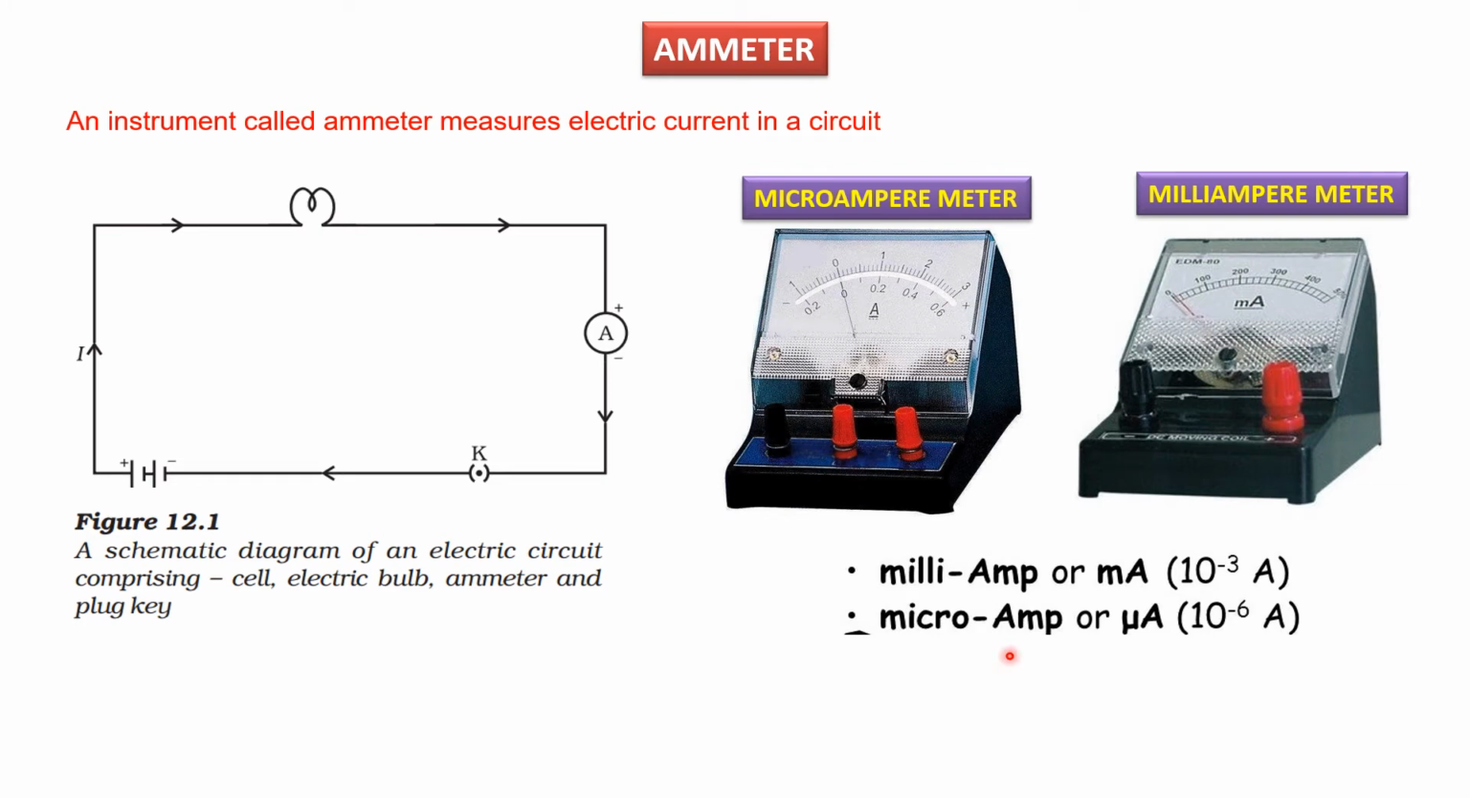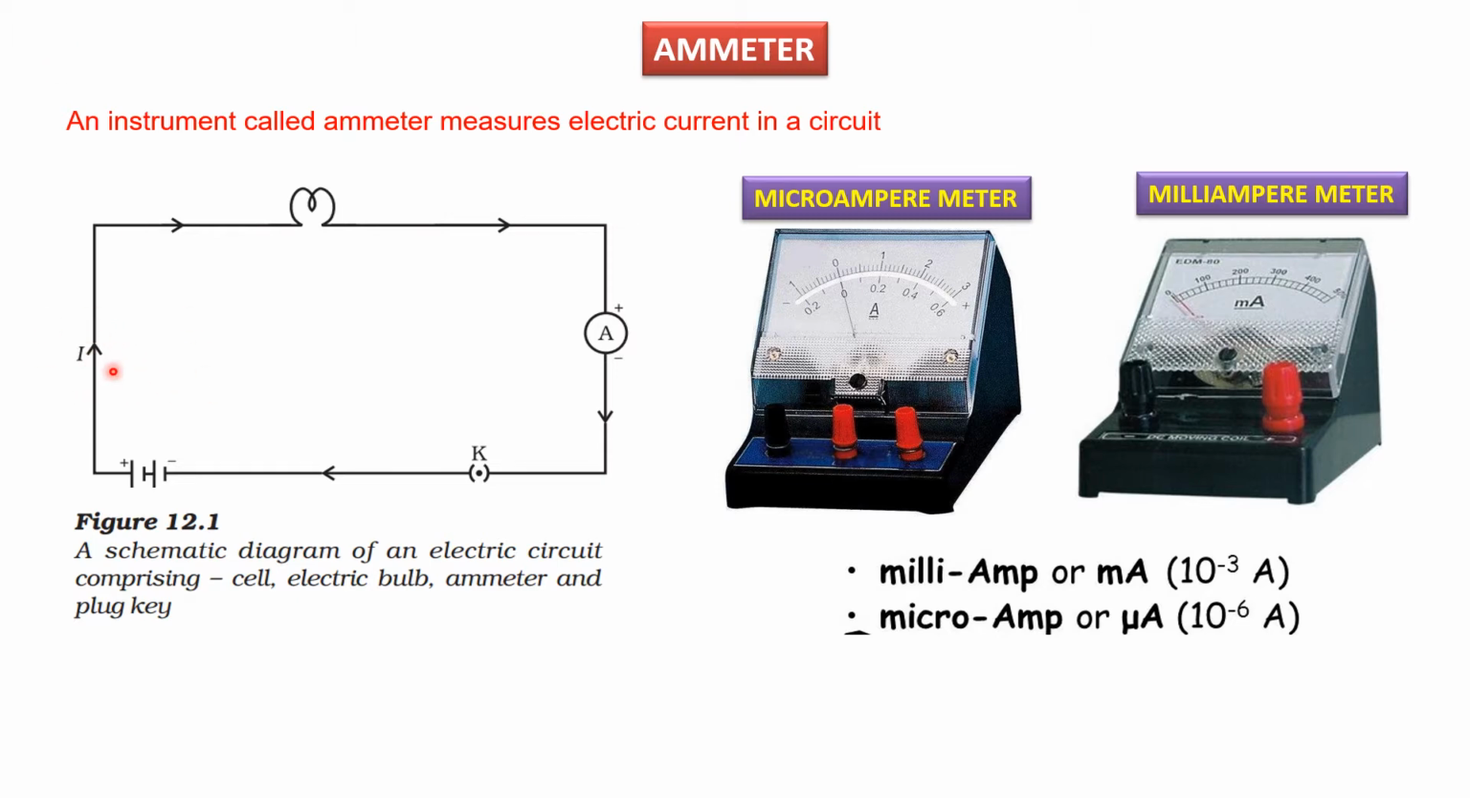Ammeter. Have you seen the ammeter? An instrument called ammeter measures electric current in a circuit. See, this is a circuit. We know I is current. What is the unit of current? Ampere. So ammeter can also be called an ampere meter. You can see here ampere meter, microampere meter, milliampere meter. It can be called ampere meter or ammeter in short form. So the instrument used to measure the current is called an ammeter.